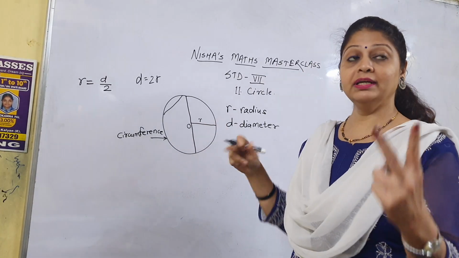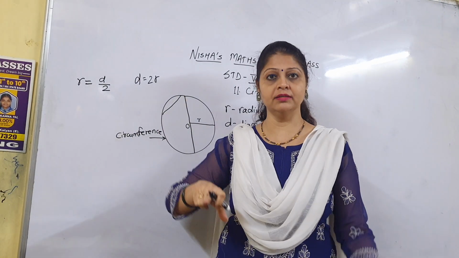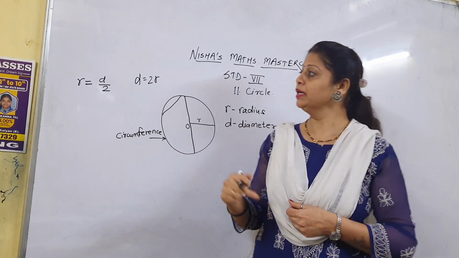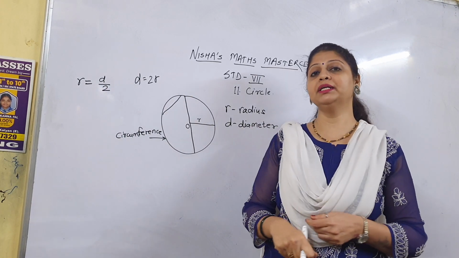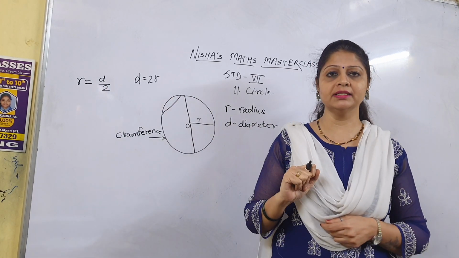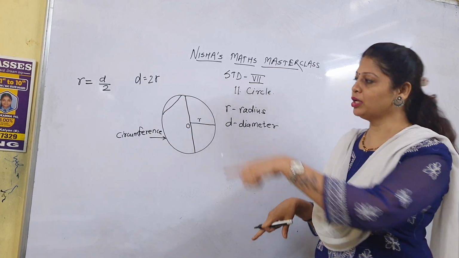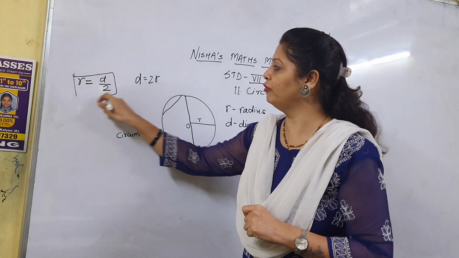In 5th standard children you learned these formulas. Some questions I am repeating from the 5th standard: if radius is 5 meters, find out the diameter. If the diameter is 12 centimeter, find out the radius. We already learned these formulas, and again the same formulas we have to learn here. These are most important formulas, always remember these.